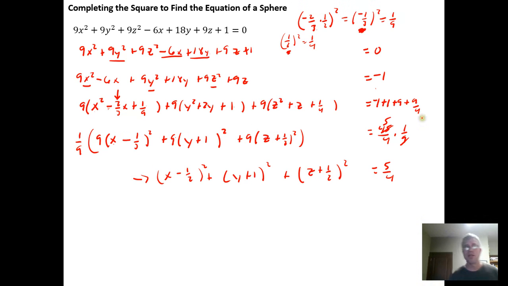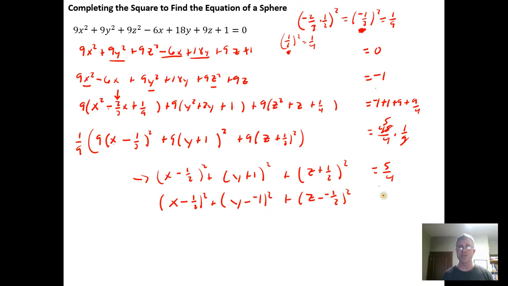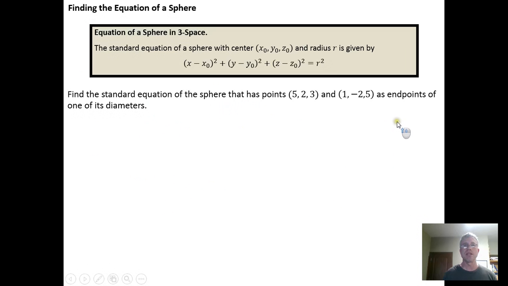And then we could take this one step further if we wanted to write it so that it had the minus format. So y minus negative 1 quantity squared plus z minus negative 1/2 quantity squared equals 5/4, because if we write it with minuses, then we can read off the coordinates of the center of the sphere very easily.